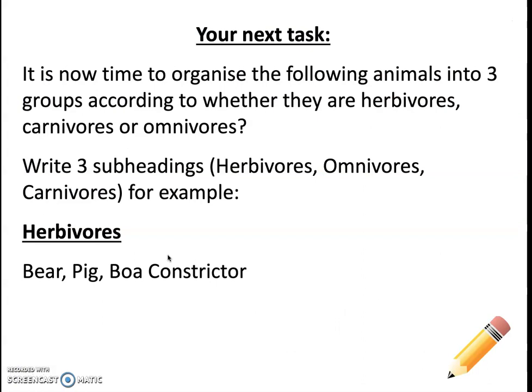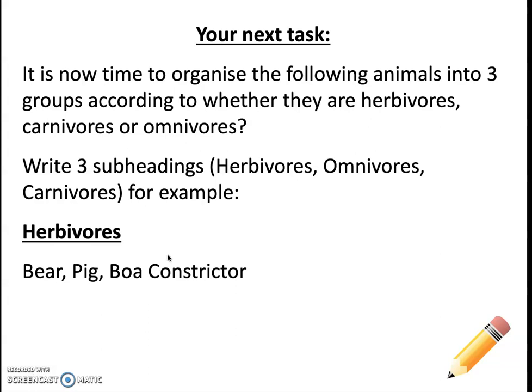Okay, so now that I've gone through a variety of those different animals, it's now time for you to organise the following animals into the three groups, according to whether they are herbivores, carnivores, or omnivores. If you need to rewind the video to listen to what I say, then you can do so, or if you think you can give it a good go yourself, then have a good go at doing that.